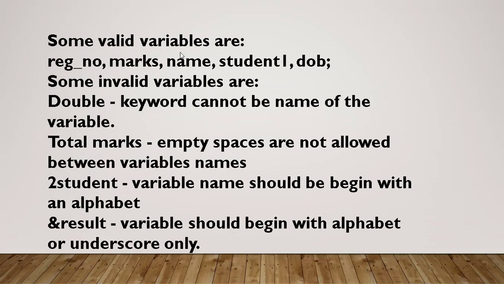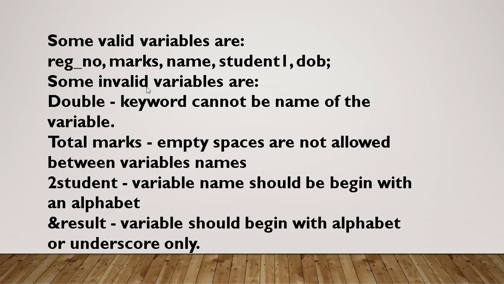Let us see some of the valid and invalid variables. We are following some rules in order to name the identifier. The same rules have to be followed for the variables also. Some of the valid variables are register number, marks, name, student, DOB. DOB is date of birth. So these are the valid variables.